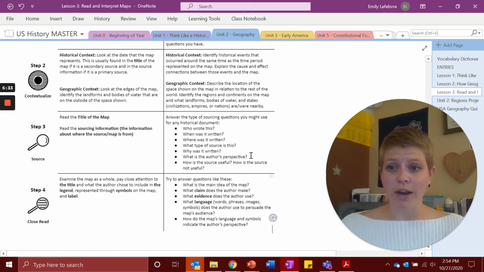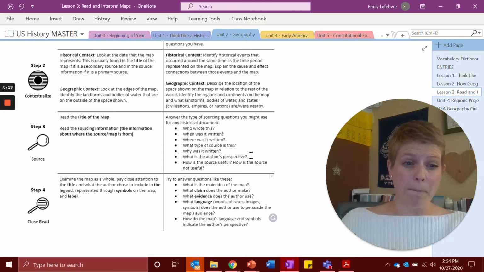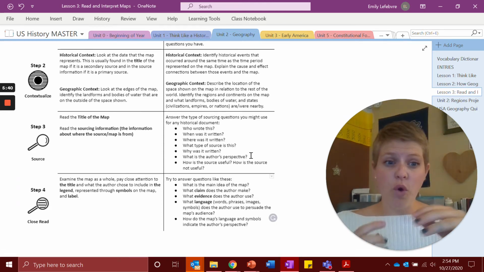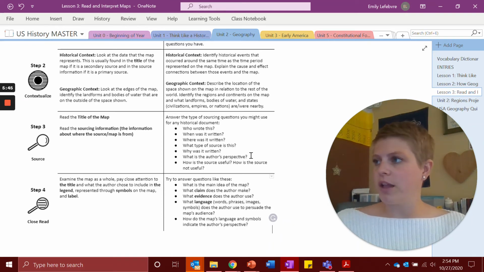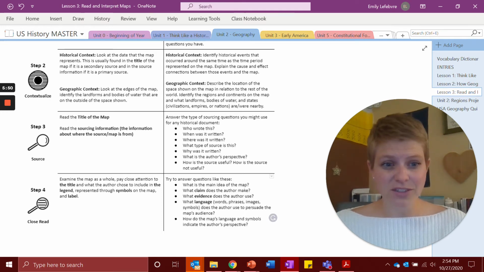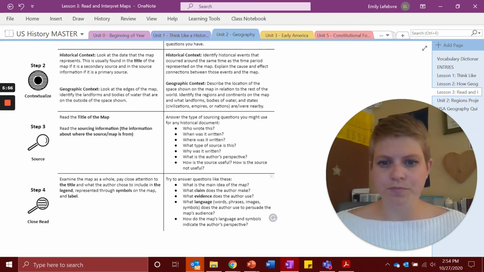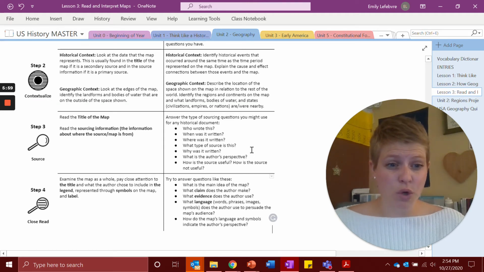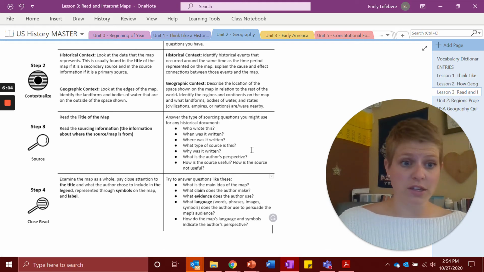What's the author's perspective? That's huge, right? Does this person making the map work for just one country and they want to show that country bigger? Are they working for someone who wants to use that land, so they're going to make it look like there's lots of land to use? Are they trying to tell people not to come to their place, so they're going to make it look bad? What's their perspective? Why are they making this map, and how do they view the world? Are they only putting on things that were created by their people, or are they putting on things that are other villages or other nationalities of people?